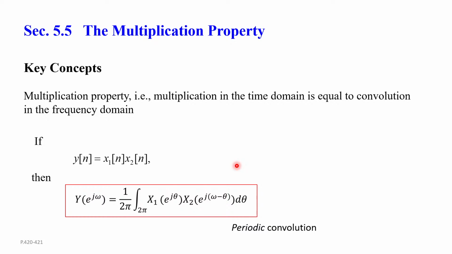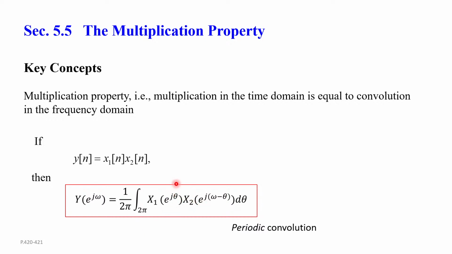Then lastly, we have the multiplication property, which is basically the inverse of the convolution property, but now big X has a period of 2π. So instead of doing an actual convolution, we do a periodic convolution, which is convolution, but you are only integrating over a period of 2π. And you normalize with 2π.